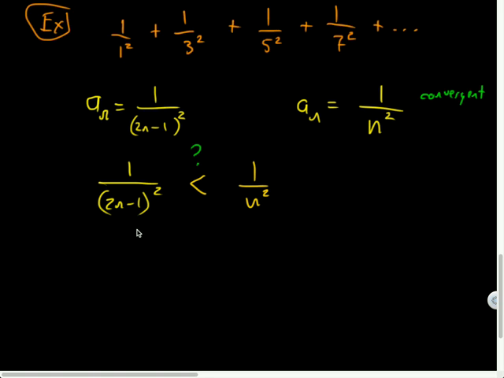And then let's check another one. Let's check 3 real quick. 2 times 3 is 6 minus 1 is 5, so 1/25. Less than 1/9? Yeah. So I'm saying this is true, and therefore, we're talking convergence here. Convergence! Yes. All right. So that's the idea.